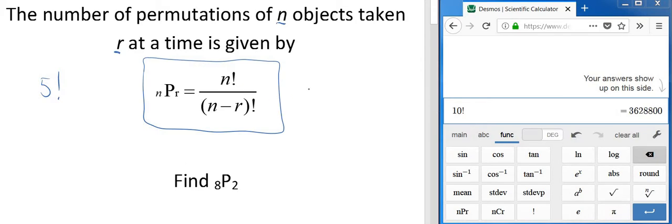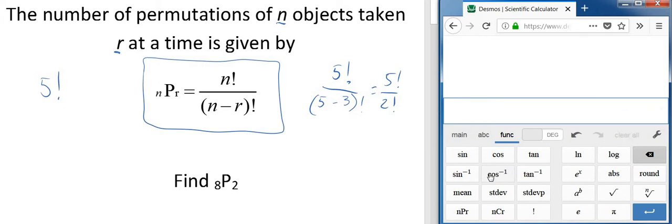So if we plug stuff into that, we would have 5 factorial over n, now that's 5, right? Minus r, so that would be, what's r? What did we say? 3 factorial. Or in other words, that's 5 factorial over 2 factorial. Okay? So, different ways we could plug that in. Let's just do that quick in our calculator. So 5 factorial divided by 2 factorial. Hey, that gives us 60 possibilities, okay?